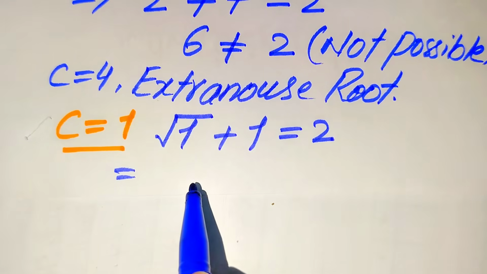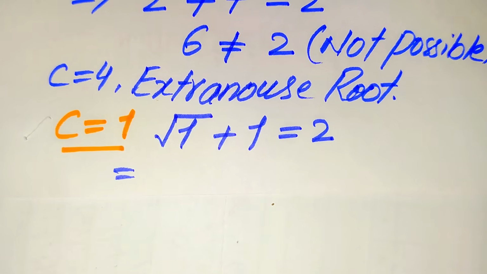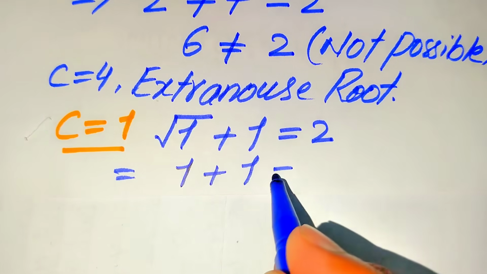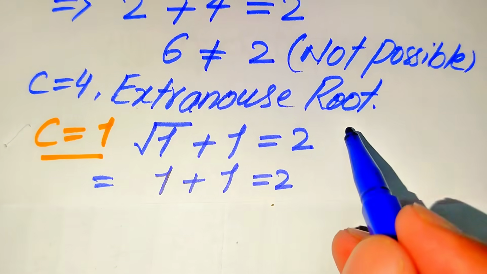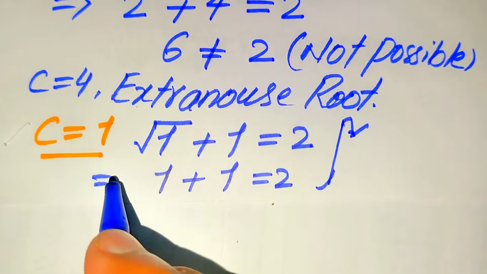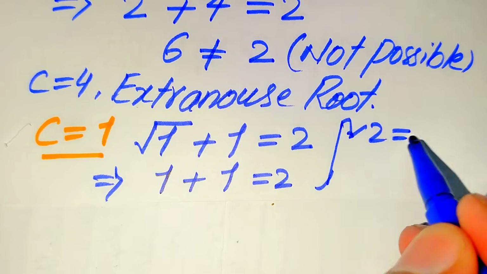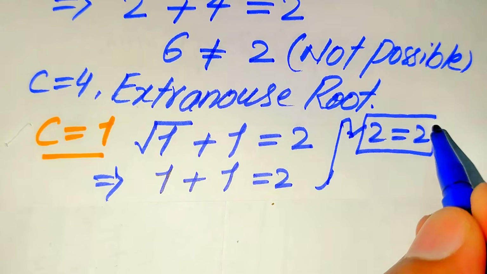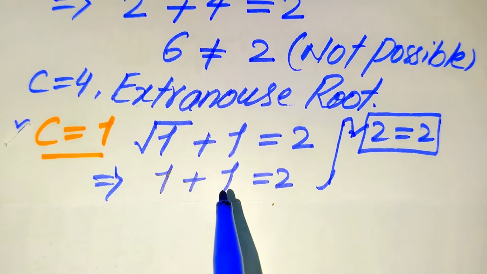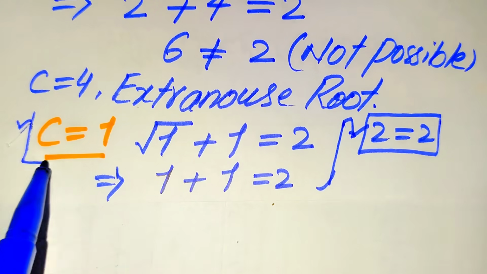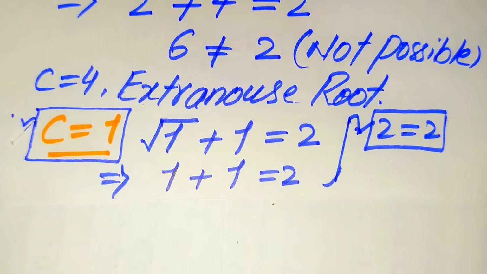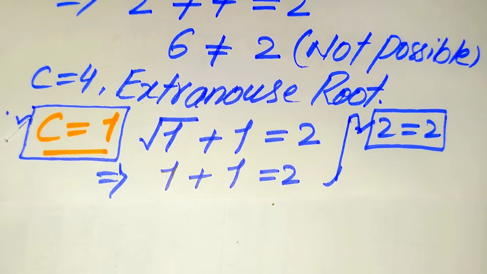And here we know that the square root of 1 is equal to 1, plus this is also 1, is equal to 2. And this implies that 1 plus 1 becomes 2 is equal to 2. So this shows that the value c is equal to 1 satisfies our given question statement. So c is equal to 1 is the only solution of the given equation. And this is the final answer.